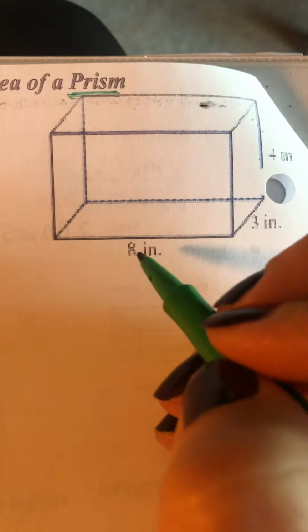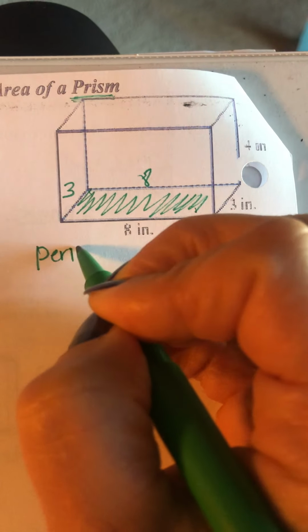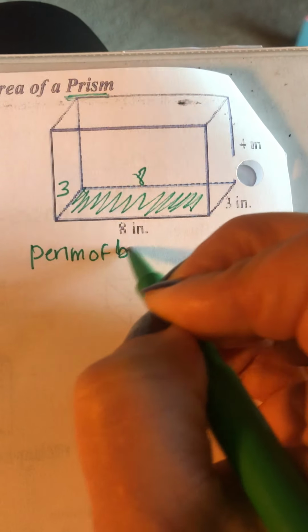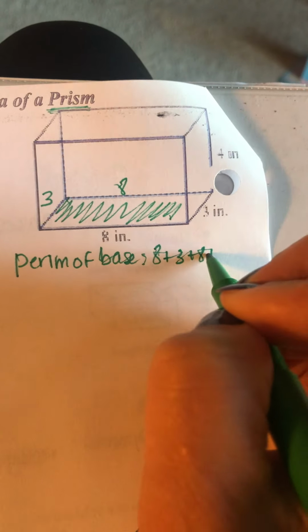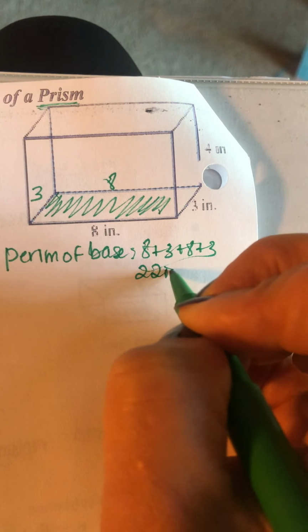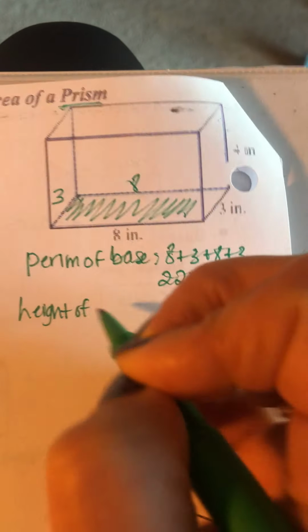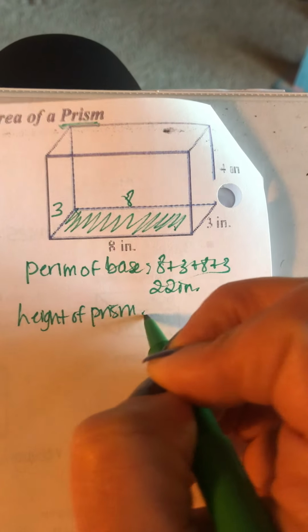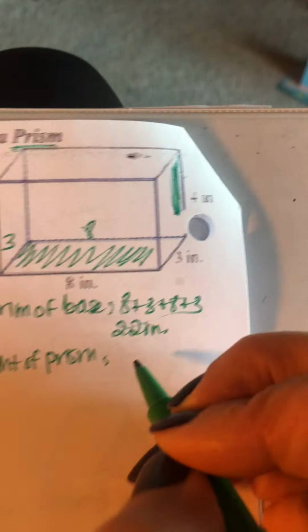So if I look at this prism here, do you agree that this is the base? And so if I filled in all four sides of the base, the perimeter of the base would be what? You're right, 8 plus 3 plus 8 plus 3, or 22 inches. What would the height of the prism be? Height always connects the two bases. So this is my height here, 4 inches.